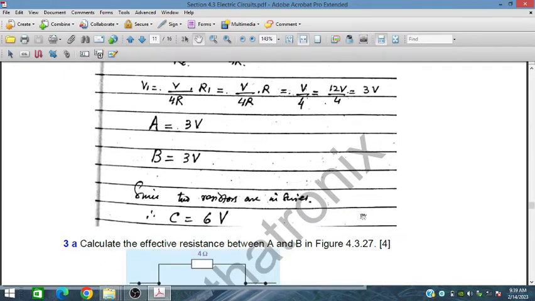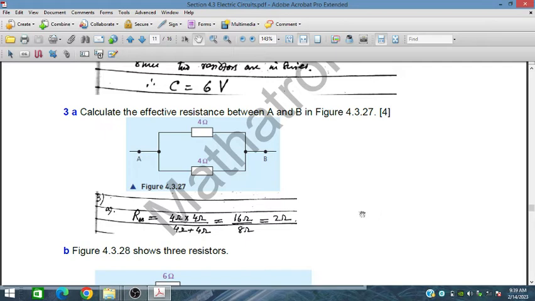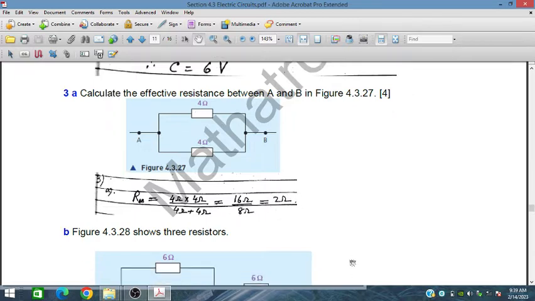So this is simple. Now calculate the effective resistance between A and B in figure 4.327. So this is 4 ohms, this is 4 ohms. So the effective resistance will be half of this. So 4 ohms into 4 ohms divided by 4 plus 4. So this is 16 over 8 ohms. So the effective resistance will be 2 ohms.